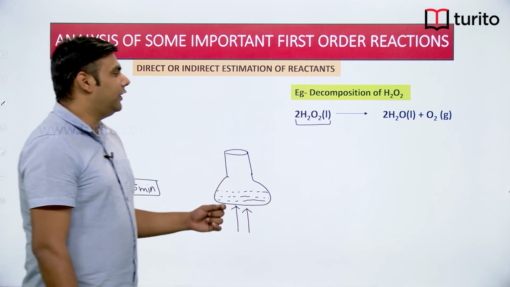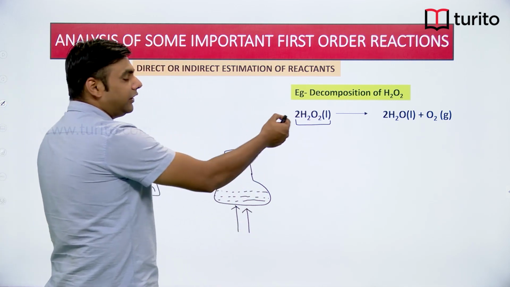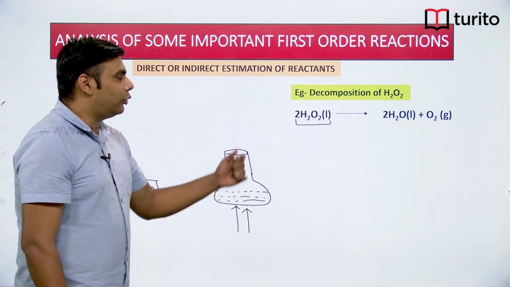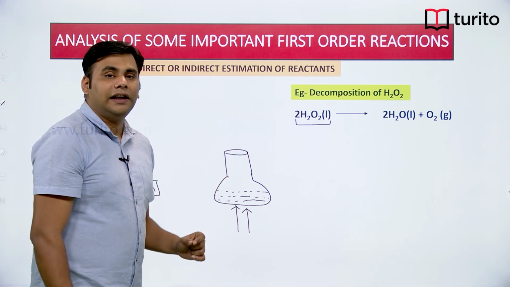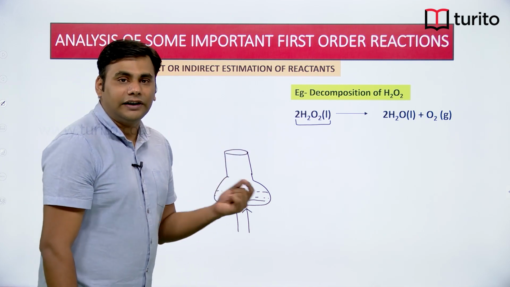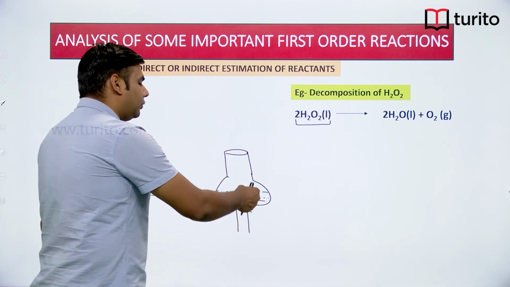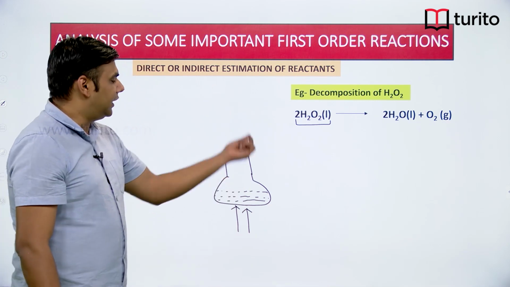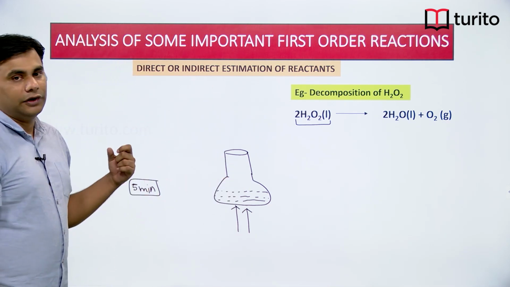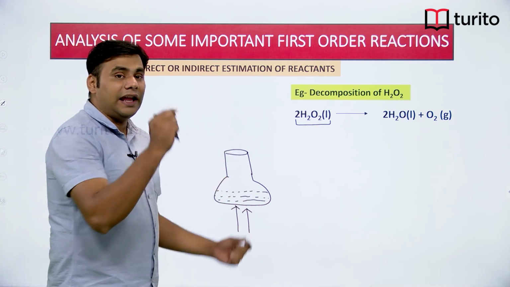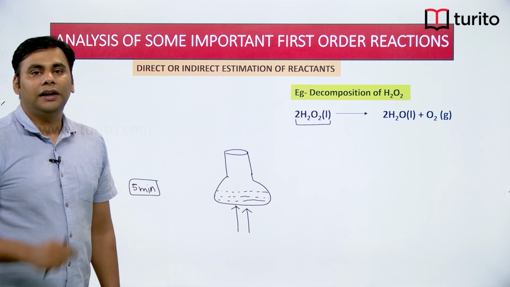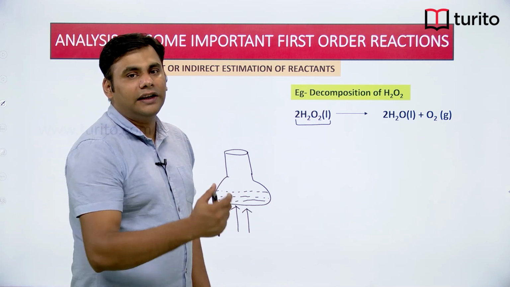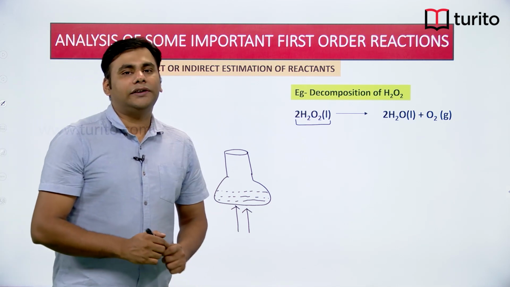Okay, so what we can do is, the portion which we have taken out, because it has both oxidizing as well as reducing character, can easily undergo a redox titration. So we are going to take out say 5 ml of this reaction mixture after say 5 minutes. Now we will titrate that 5 ml of the reaction mixture with say acidified KMnO4 or acidified potassium dichromate.